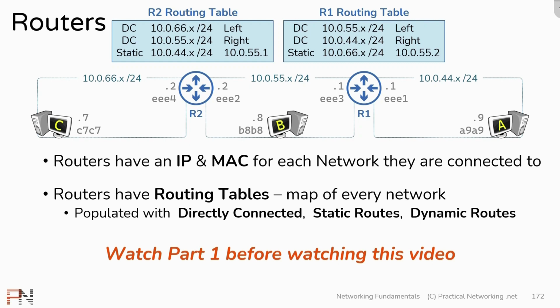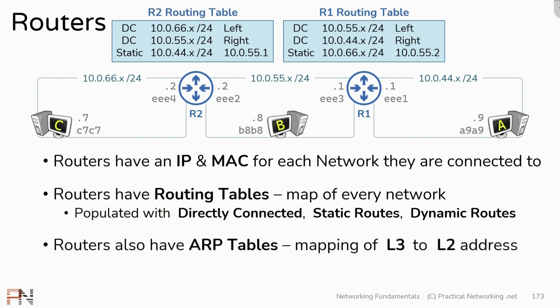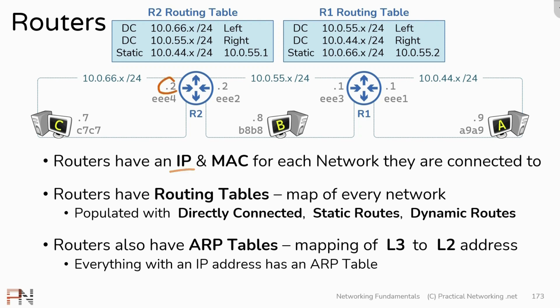Now, something we didn't mention in part 1 of this video is that not only do routers have routing tables, but routers also have ARP tables. ARP, if you recall, is a mapping of a layer 3 address like an IP address to a layer 2 address like a MAC address. Now we discussed ARP in lesson 3 of this series. In that lesson, I told you that everything with an IP address has an ARP table. Well, just like we just mentioned, routers also have IP addresses. Therefore, they also have ARP tables.